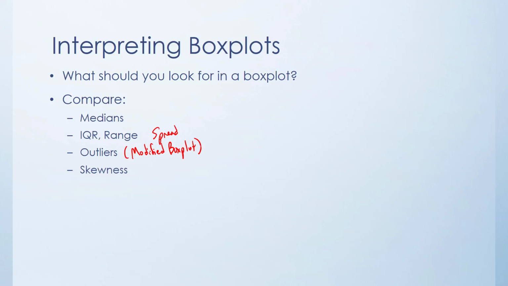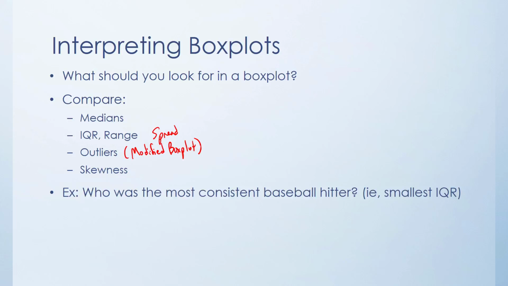And then skewness, like I said. So for example, we can use box plots to compare several baseball players and answer the question, well, who was the most consistent baseball player? And consistent here really means who has the least variability, the least spread, the smallest interquartile range.